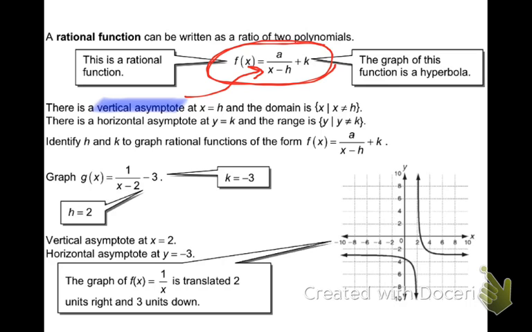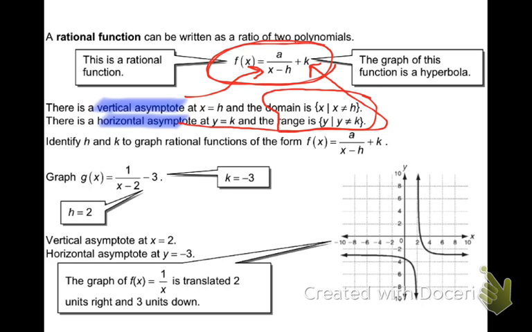And then we're going to talk about a horizontal asymptote. A horizontal asymptote is where you are adding or subtracting here, basically. And then we're going to talk about domain and range. Domain and range are basically going to be the same values. It's everything but those values, as in, we can plug in anything but where those asymptotes are, because we cannot get those values.